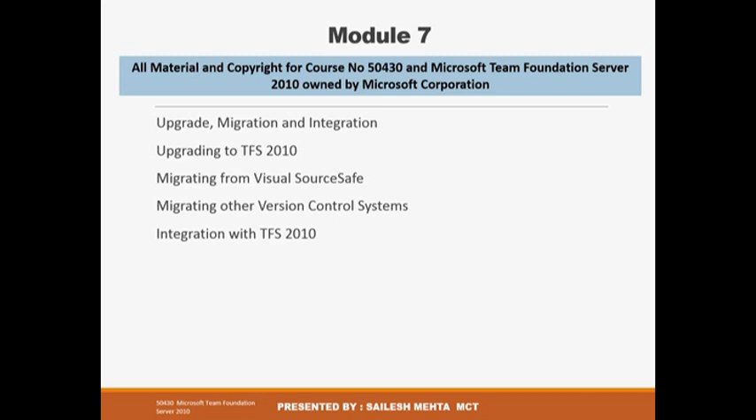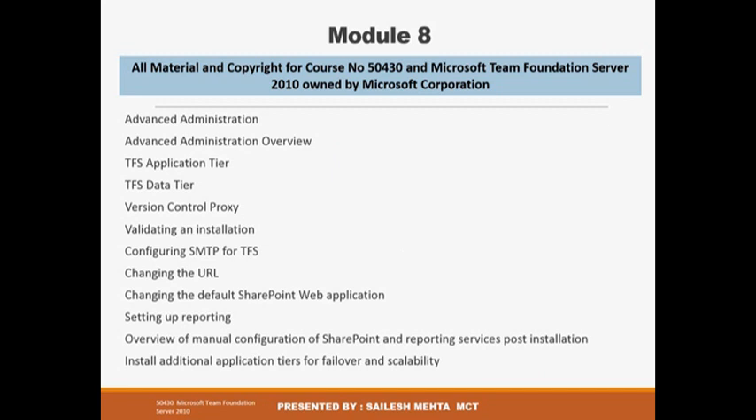We have a nice lab which will go through all these different parts of managing workspaces, branching, merging, version policy settings, working with labels and shelf sets. Module 7 is for those companies that have previous versions of TFS, and we'll show you how to upgrade or migrate or integrate between previous versions of TFS and TFS 2010. We'll also discuss how to migrate from Visual Source Safe, how to migrate other version control systems, and how to integrate your other systems with TFS 2010. All this in Module 7.